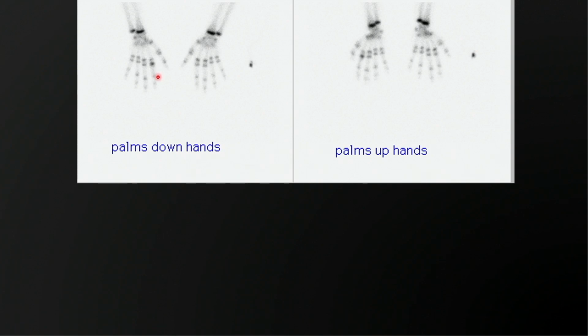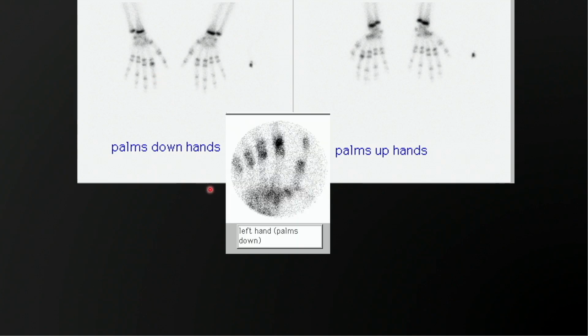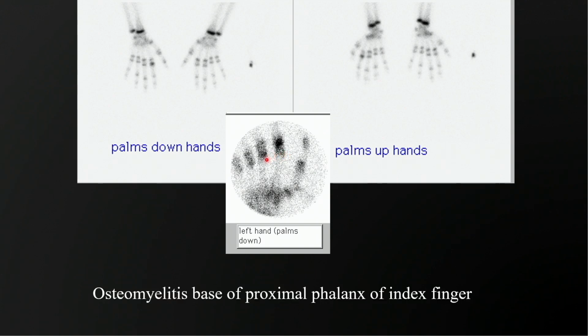And this is a 5-year-old, so we were able to do pinhole images and really get a nice representation of exactly where this uptake was. So this is a positive 3-phase bone scan. There's increased activity in flow and tissue phase images, and it localizes to the bone. On delayed images or skeletal phase, there's no confounding factor, so we can say definitively this patient has osteomyelitis at the base of the proximal phalanx of the index finger.